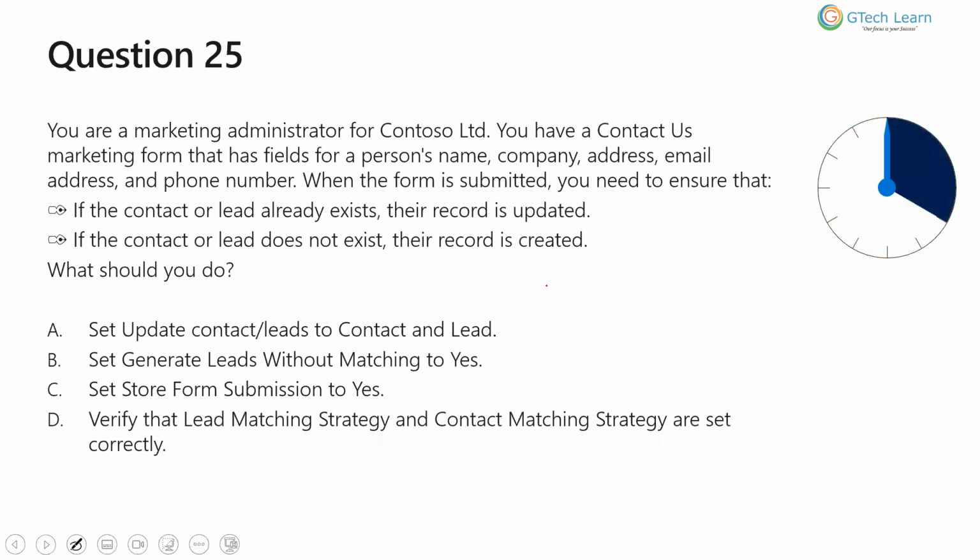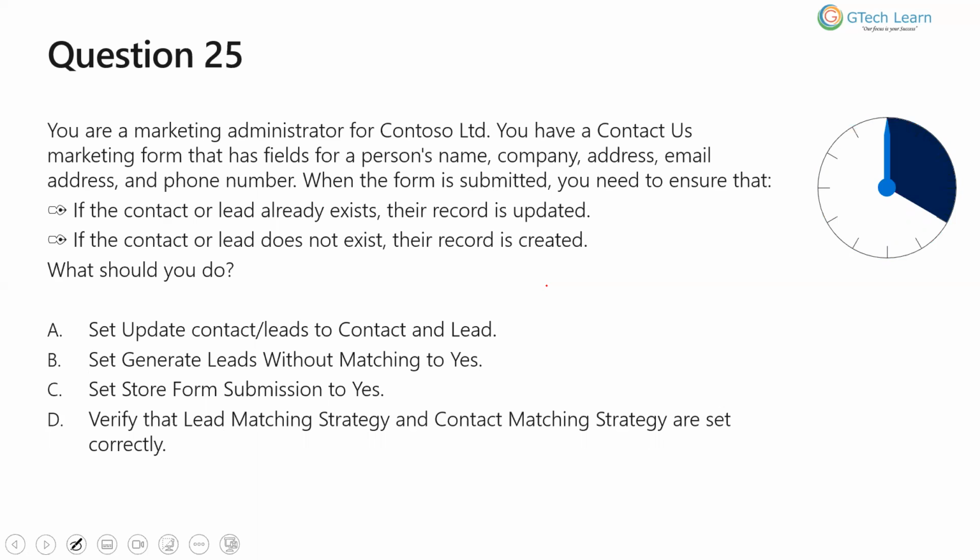The next question we are having in line is, you are a marketing administrator for Contoso Limited. You have a contact us marketing form that has fields for a person name, company, address, email address, and phone number. When the form is submitted, you need to ensure that if the contact or lead already exists, their record should be updated. If the contact or lead does not exist, then the record needs to be created. What should you do in that situation?